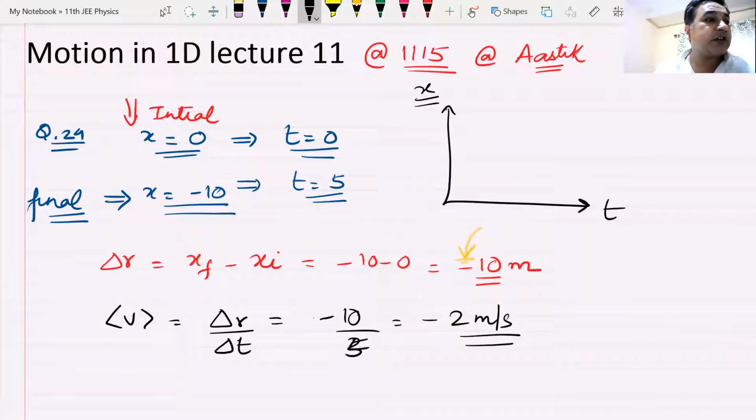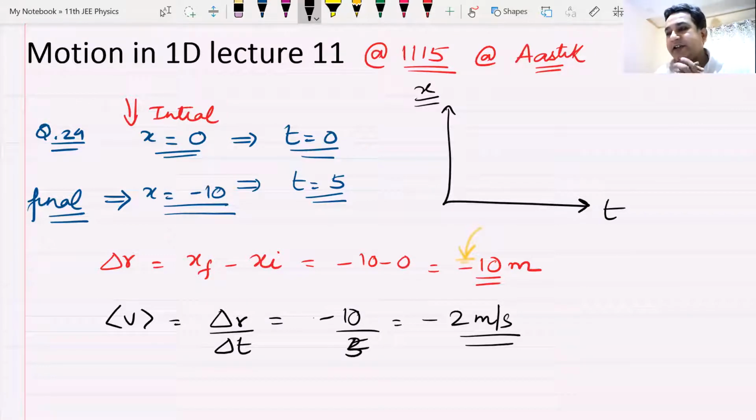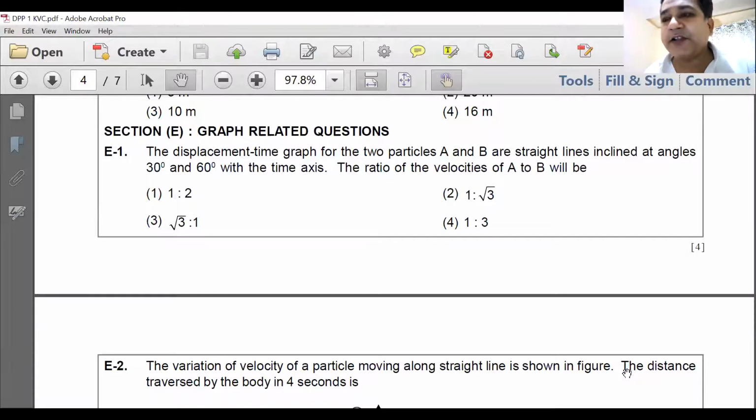Now, I will take you to a question from the DPP. Here comes the question on your screens. Graph related question. Question number E1. This is from your DPP.